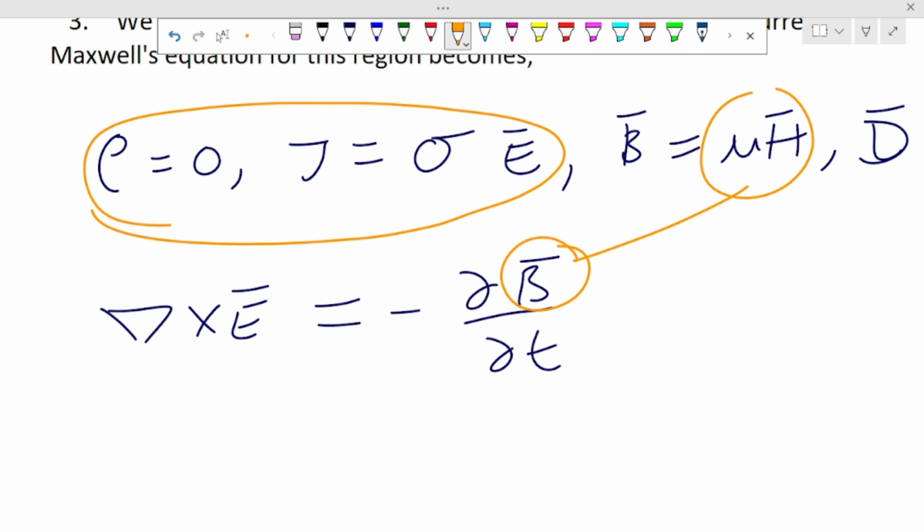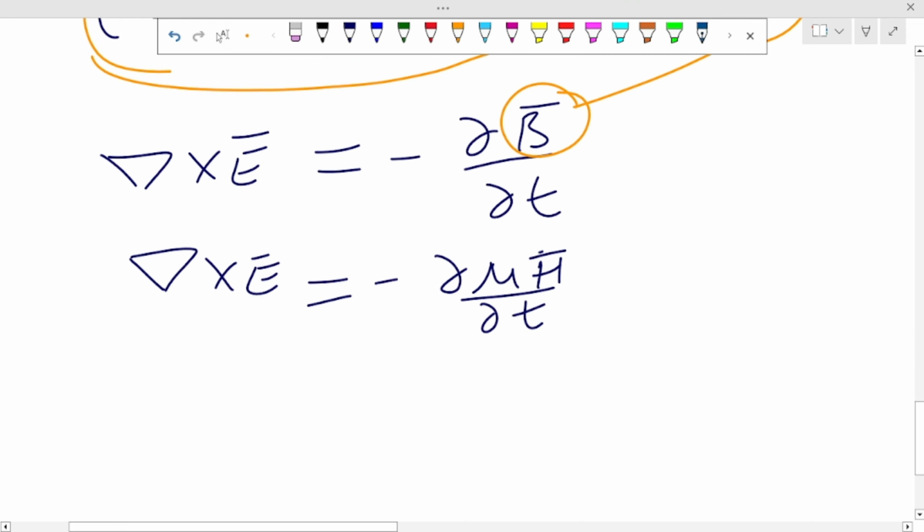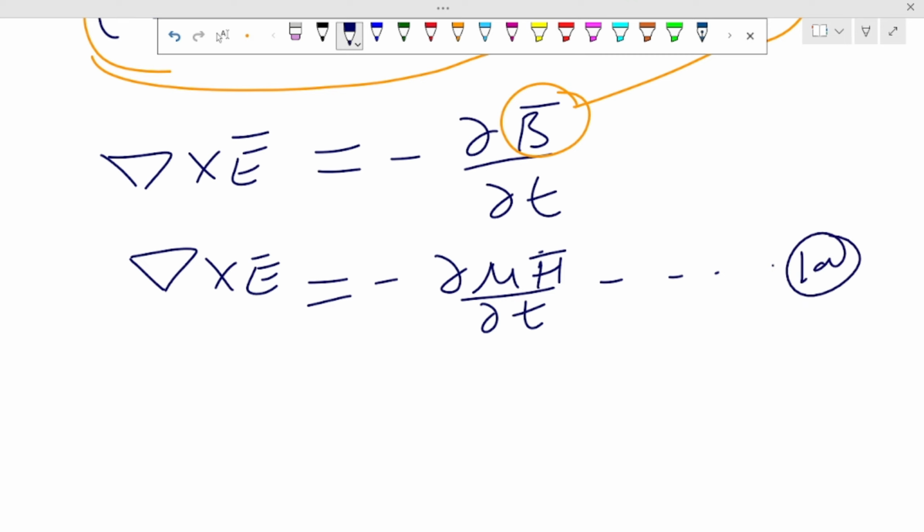Let me write that in the next line: negative rho, permeability. Good. So this, let's call it equation 1a. Equation 1a.